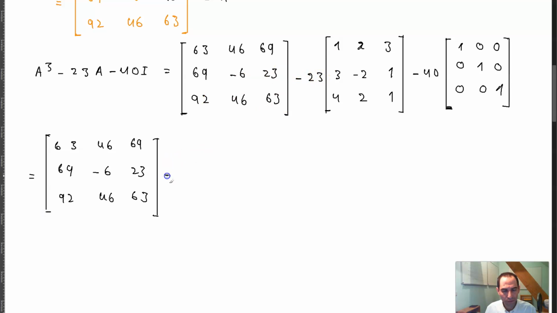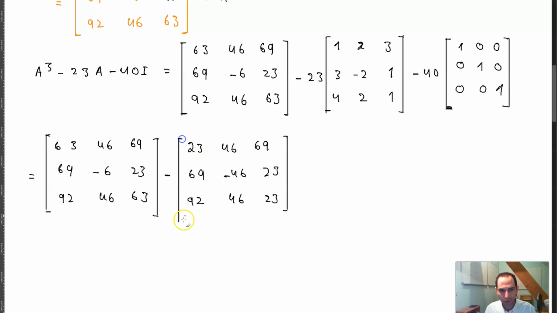and do this as, for example, negative 23 times this matrix, which would give me negative 23, negative 46, 3 times 23 is 69, 3 times 23 is 69, negative 2 times 23 is negative 46, 23, 23 times 4 is 92, 46, 23, minus 40 times this matrix would give me 40, 0, 0, 0, 40, 0, 0, 0, 40.